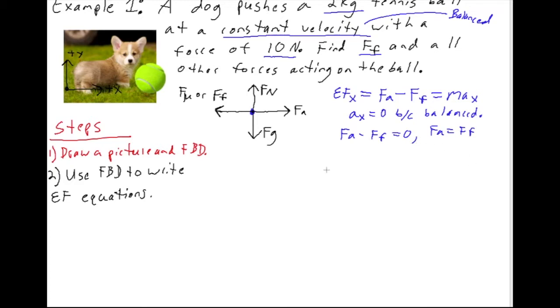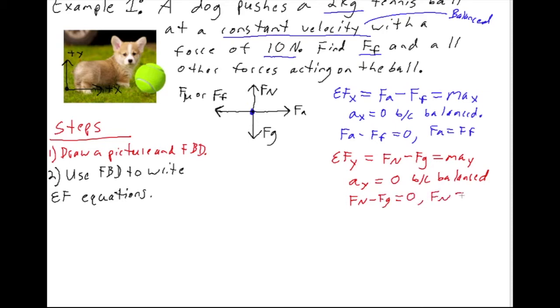Now we can go ahead and do the same thing for the y direction. For the y direction, I have net force in the y is equal to the forces that point up, force normal, minus the forces that point down, force gravity. And that's also equal to mass times acceleration in the y direction. I know that this is balanced in the y direction because I'm not speeding up in the y or slowing down in the y. And my direction also isn't changing in the y direction. That ball is staying flat on the ground, so therefore my acceleration in the y direction is also 0. That just tells me that force normal minus force gravity is equal to 0, which means force normal equals force gravity.